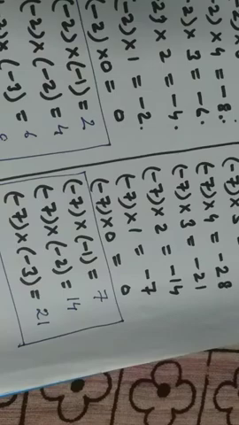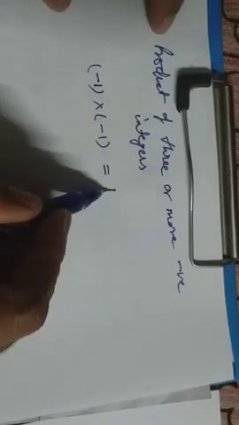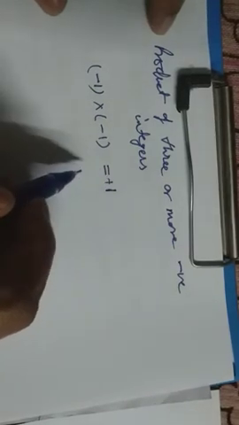Now let us proceed further. Product of three or more negative integers. For that we'll take a simple example. We'll take minus 1 into minus 1. We already know minus into minus is plus and 1 into 1 is 1. This is plus 1.